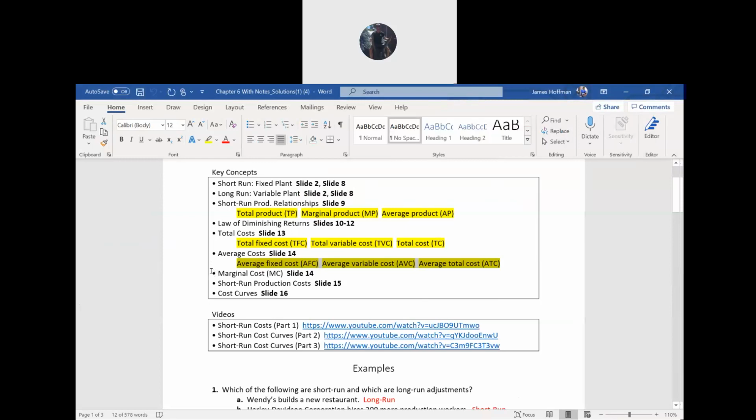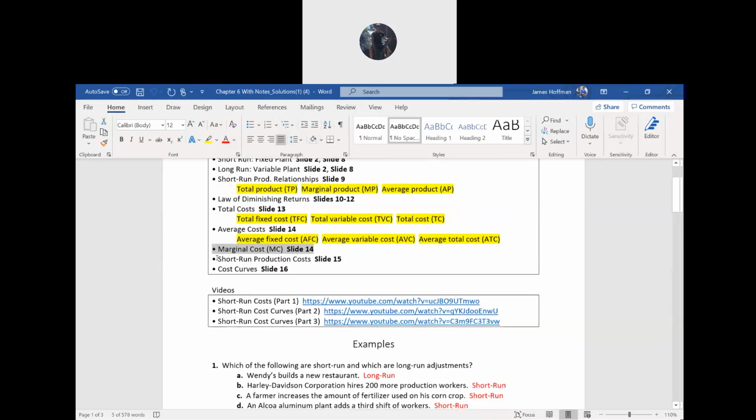Okay, I guess we did marginal cost on slide 14. Okay, slide 15 is going to show us the short run production cost, or an example of this.